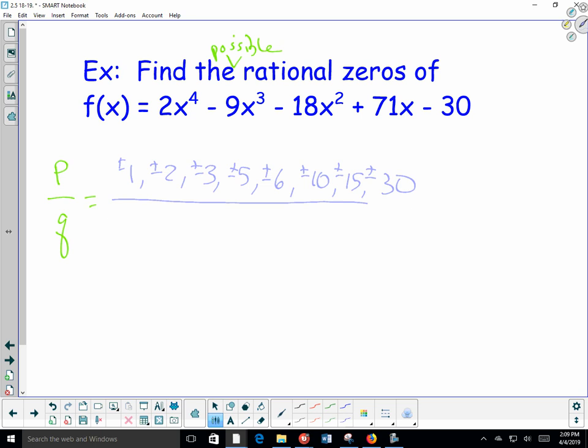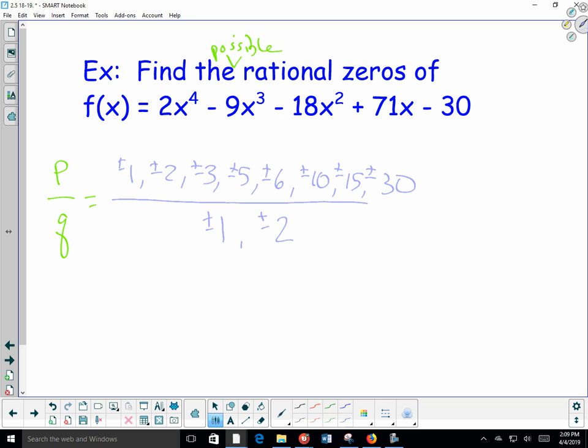All right, and what about the Q values? What are those going to be, Zach? So you need the factors of 2. 2 is our leading coefficient. So, 1, -1, and 2, -2. Everybody agree with that? Yes. Okay, so this is great, but we still have to make our list.